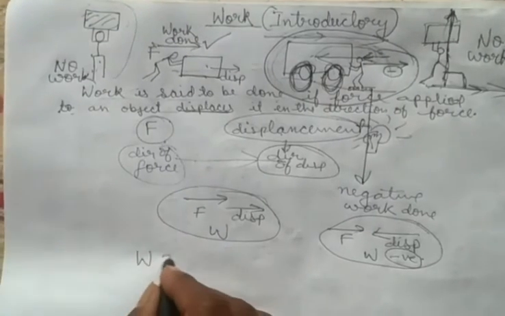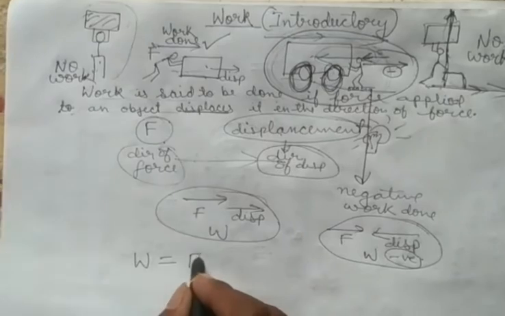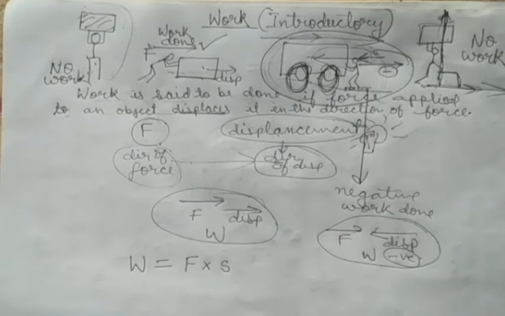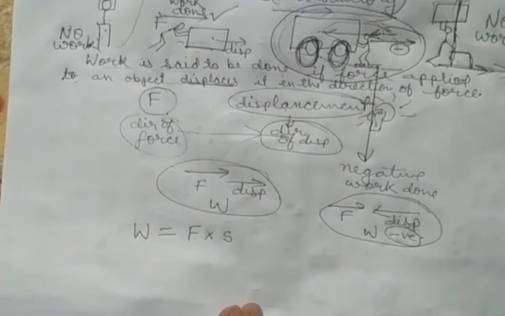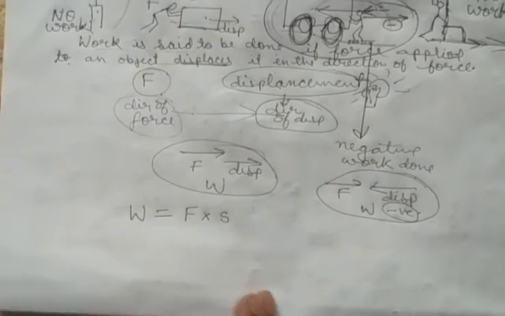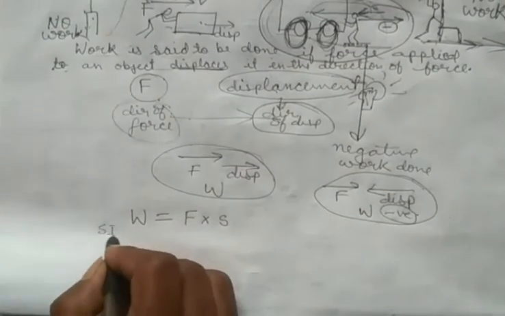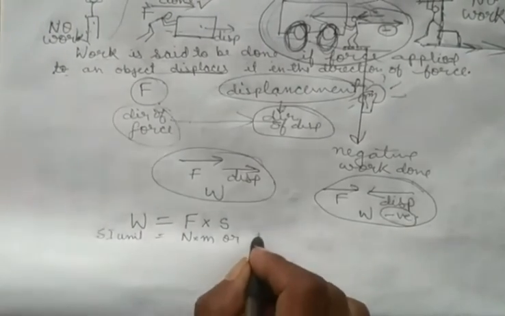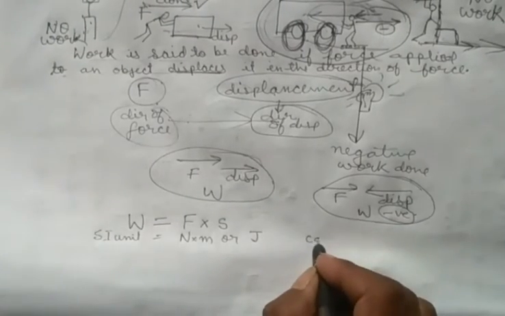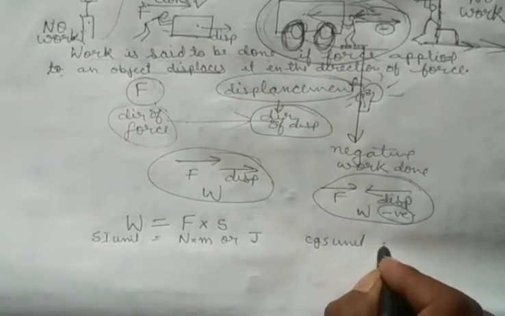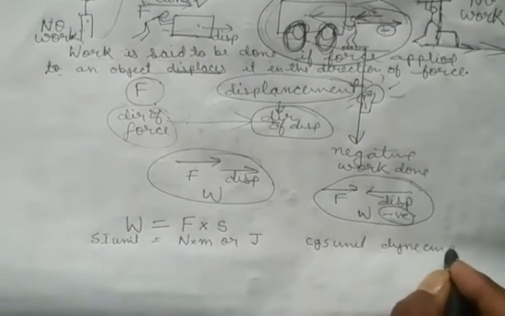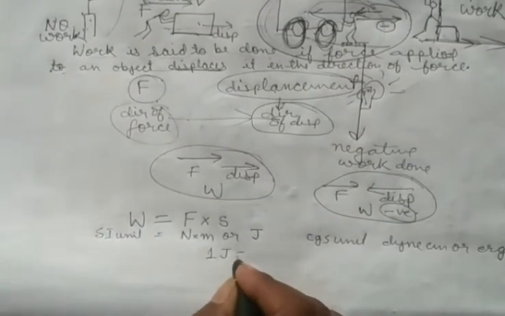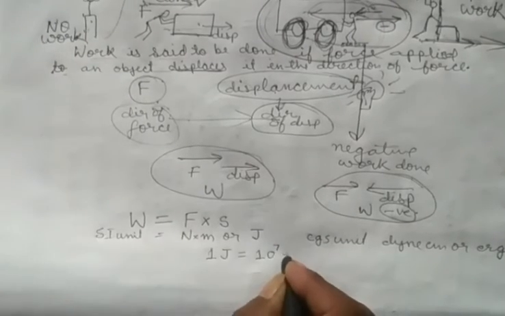So work done, the formula to calculate work will be force multiplied by displacement. Alright. Whenever we talk about a formula in physics, its SI unit also comes. So its SI unit is Newton meter, or joule, and its CGS unit is dyne centimeter, or erg. And remember, 1 joule is equal to 10 to the power 7 erg.